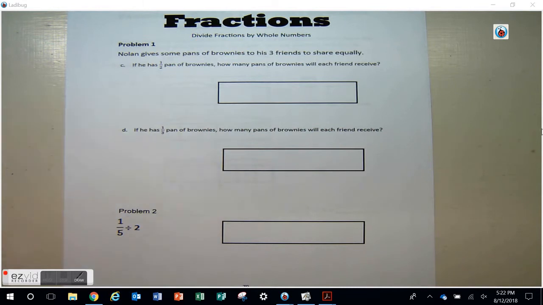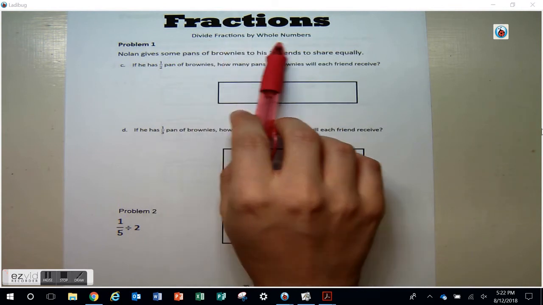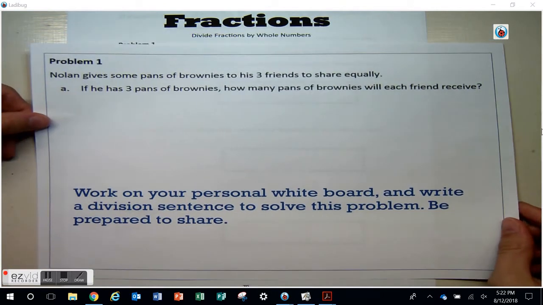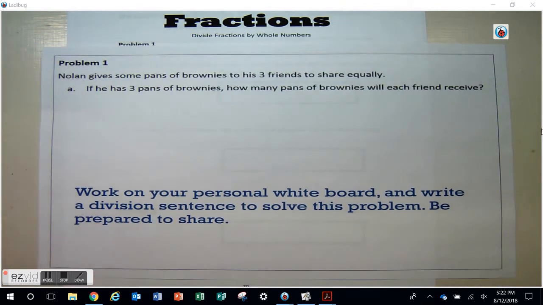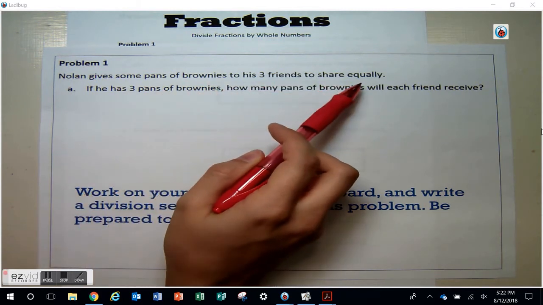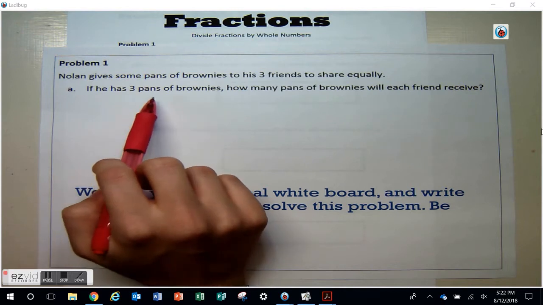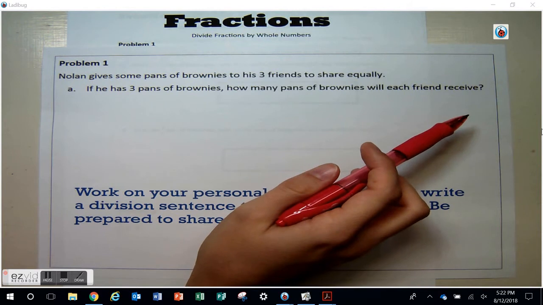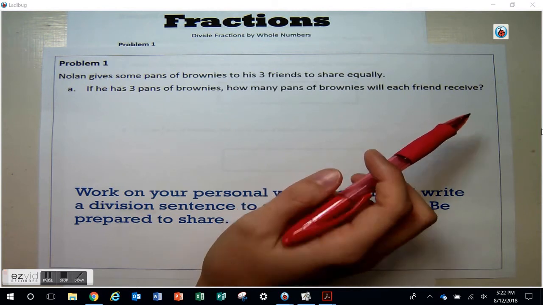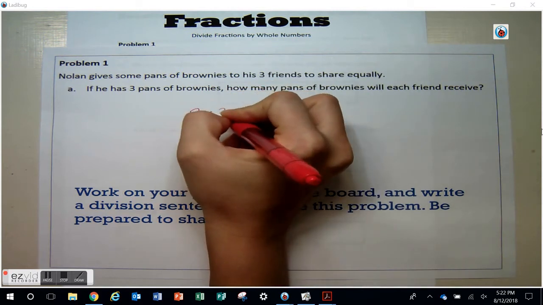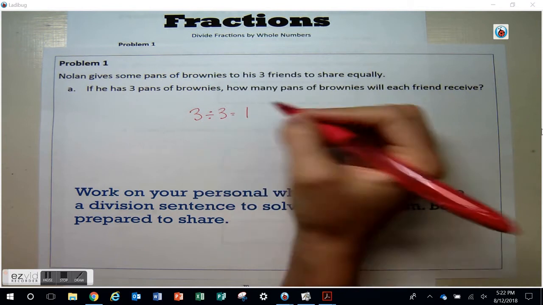Okay, today we will use tape diagrams or fraction bars to divide fractions by whole numbers. Let's begin by looking at this problem here. Nolan gives some pans of brownies to his 3 friends to share equally. If he has 3 pans of brownies, how many pans of brownies will each friend receive? Well, what division problem would this be? This would be 3 divided by 3 equals 1.